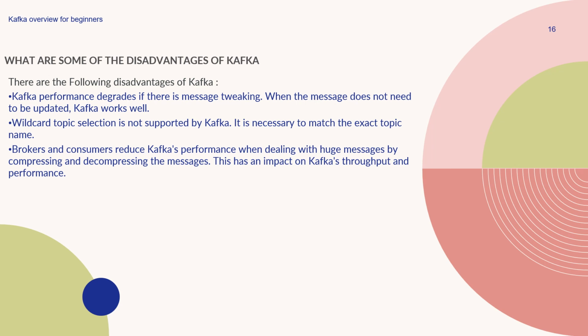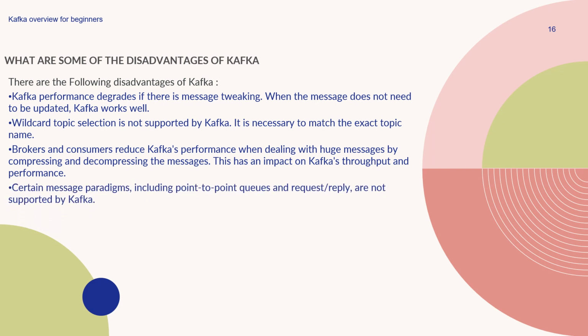Brokers and consumers reduce Kafka performance when dealing with huge messages by compressing and decompressing them. This can impact Kafka throughput and performance. Certain message patterns, including point-to-point queues and request-reply, are not supported by Kafka. Kafka does not have a complete set of monitoring tools.